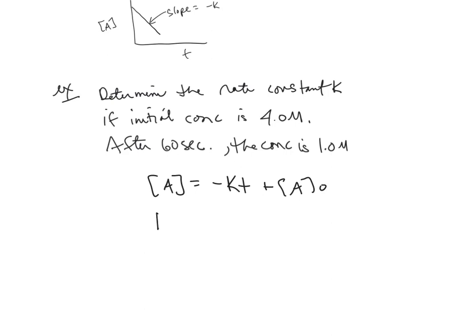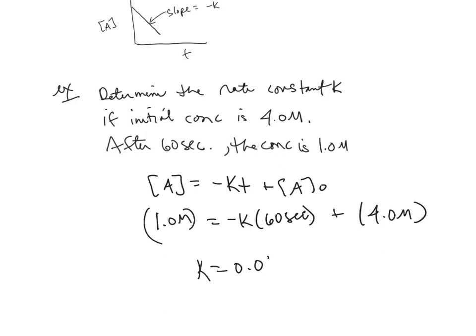In this case, we have 1.0 molar is equal to negative K times 60 seconds plus 4 molar, and solve for K, it's 0.050. And the units here, you would have to subtract 4 molar from 1 molar to get negative 3 molar. And then you're going to divide by 60 seconds. So the units are going to be molar times seconds to the minus 1. And that would be the answer for that one.